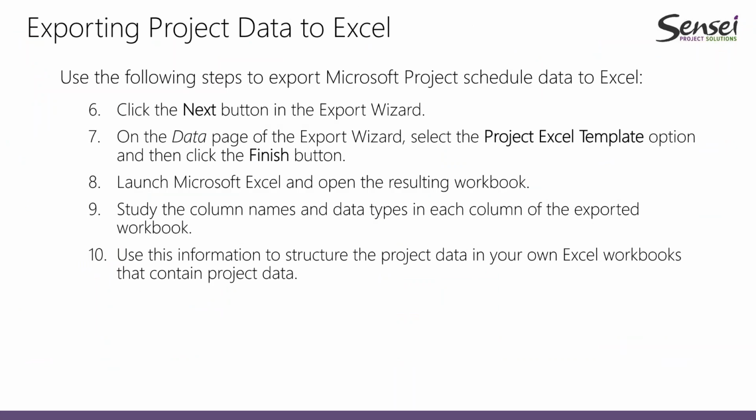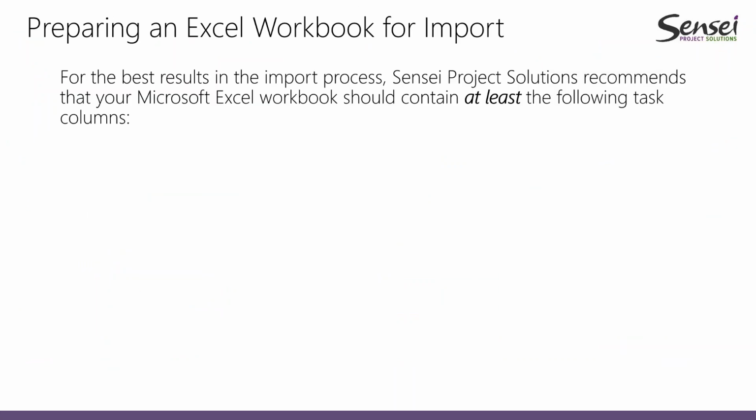So let me get back to my PowerPoint, and here are some of our best practice recommendations on how to set up the Excel workbook so that you get the best success with the import process. We believe that your Excel workbook should contain at least the following task columns. You should put in ID number and, very important, outline level, so that you can build your work breakdown structure with summary tasks and subtasks.